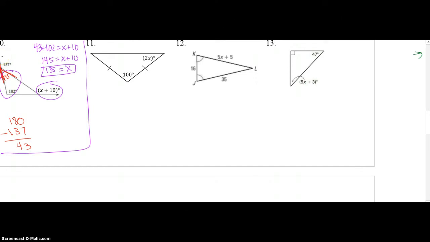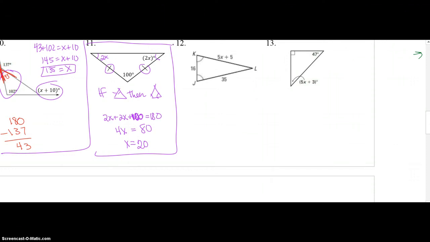Okay, number 11. You have to recognize that this is an isosceles triangle. And if the legs are congruent, then the base angles are congruent. So if you follow the legs down to the angles, these angles are congruent. So this is also 2x. Now you have 3 angles in a triangle. You know those add up to be 180 degrees. So you get 4x equals, if I subtract 100 from both sides, 80. Divide by 4 and I get x equals 20.